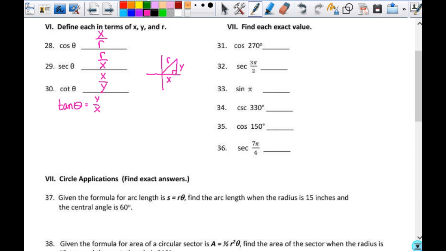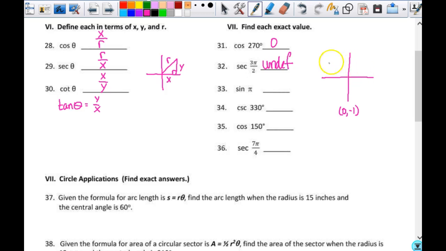All right, so now I want to find each exact value over here. So again, I'm just drawing this so that I can point to it and talk about it. When we go to 270, here at 270, this is 0, negative 1. Your cosine value is your x, so it's just 0. Secant is 3 pi over 2. Well, 3 pi over 2 is 270. It's in the same spot. Secant is the reciprocal of 0, which is 1 over 0. You cannot divide by 0, so that is undefined.